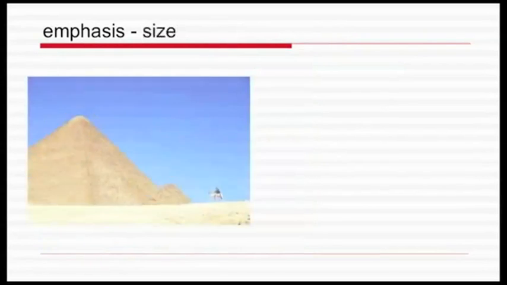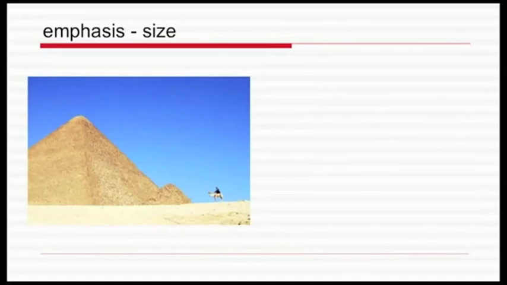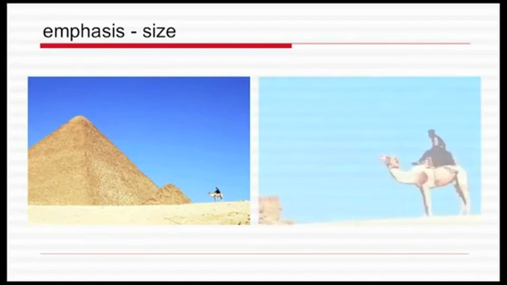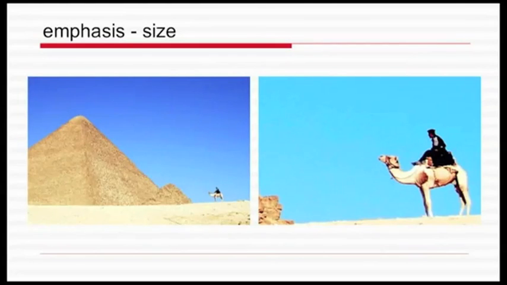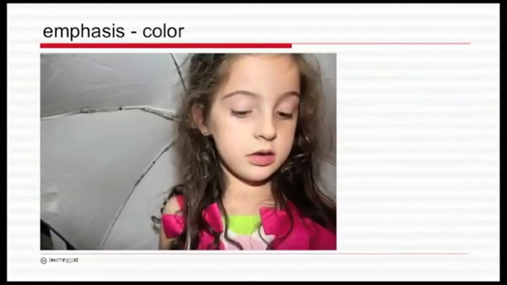Size is another element for visual analysis, and size, of course, is always relative. In the first photo, the pyramid dwarfs the figure on a camel, emphasizing his insignificance. In the second image, however, the rider and his camel dominate the image and loom over the pile of stones to the left. Color is a third source of visual emphasis.